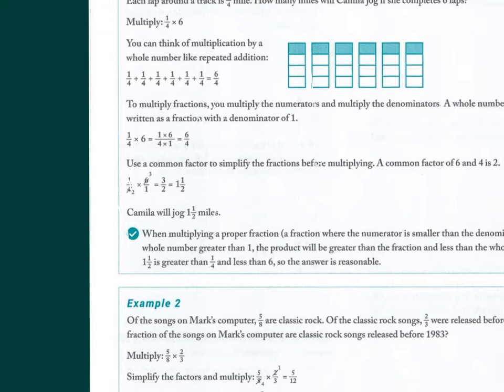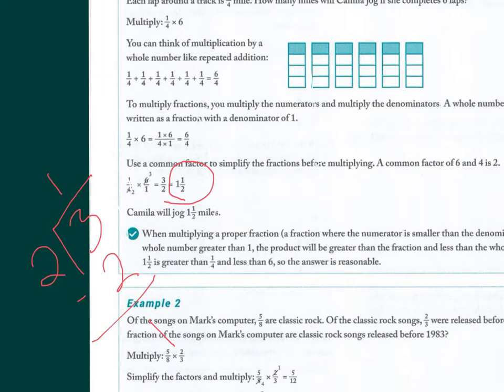And then we're going to take that 3 divided by 2, and we know that will divide in 1 time. So we can say 1 times 2 is 2, and then 3 minus 2 is going to equal 1. So this is how we got our answer of 1 1/2. Camille jogs 1 1/2 miles.